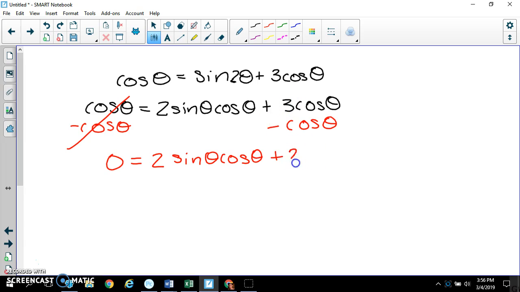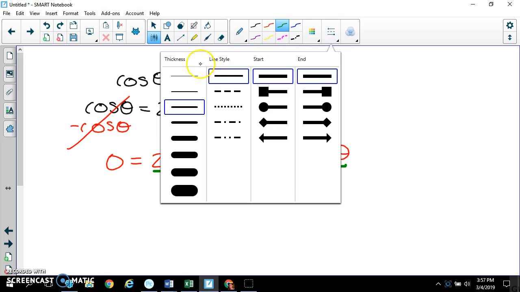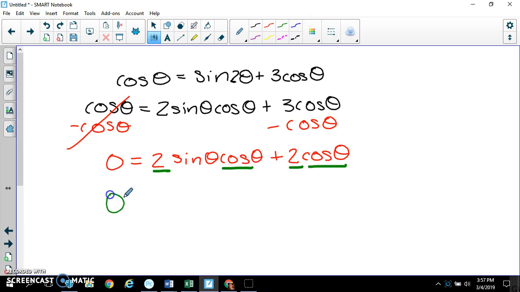So 3 minus 1 is 2 cosine theta. So this is what I have. You can pull out a 2, and you can also pull out a cosine. So that's what I'm going to do: pull out a 2, pull out a cosine from all of them. I'm going to write that on the outside, 2 cosine theta. On the inside, if I divide this by 2 cosine theta, I'm left with sine theta, and if I divide this by 2 cosine theta, I'm left with 1.